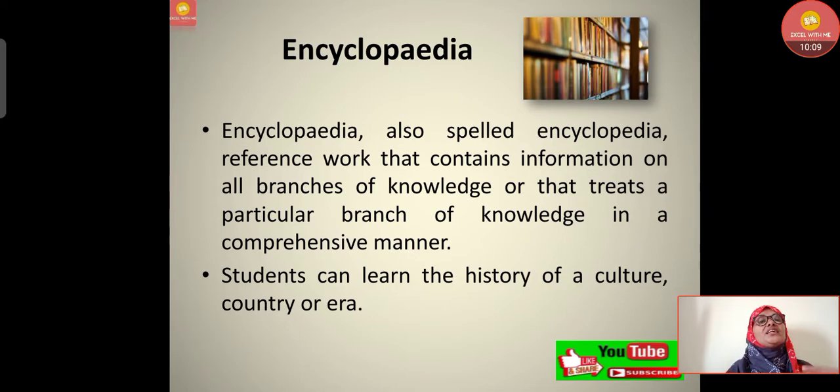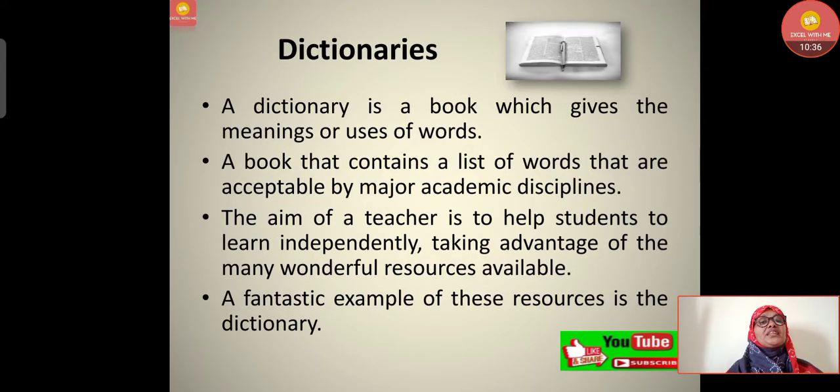Then encyclopedia, a reference work that contains information on all branches of knowledge or that treats a particular branch of knowledge in a comprehensive manner. If the students want to know in detail about any particular subject or particular matter or particular information, they can refer to the encyclopedia. Then students can learn the history of a culture, country or era. Then dictionaries, obviously very important. A dictionary is a book which gives the meaning or uses of words. A book that contains a list of words that are accepted by major academic disciplines.